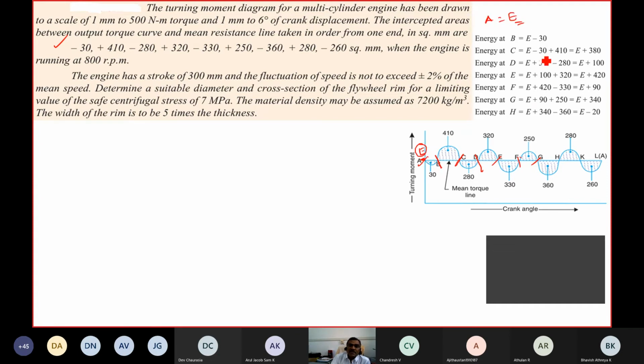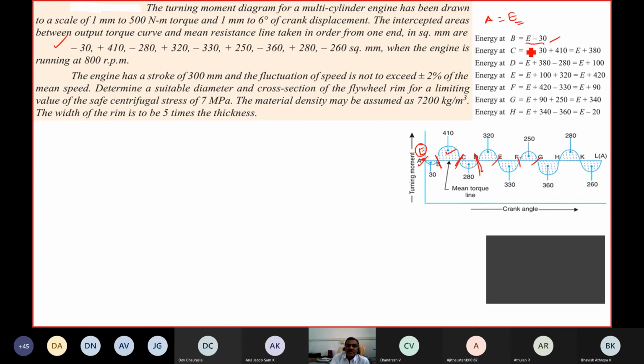At B, what is the value? E minus 30. What is the value at C? C is equal to E minus 30 plus 410. This 410 you have to add. Then at point D, again you have minus 280. So similarly, you find energy at each point.